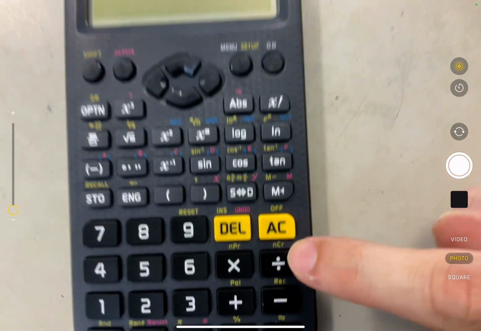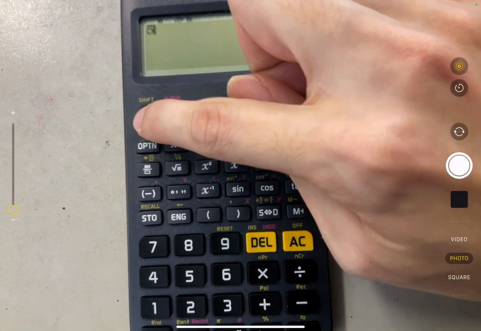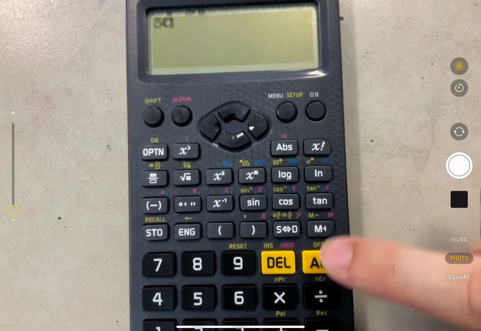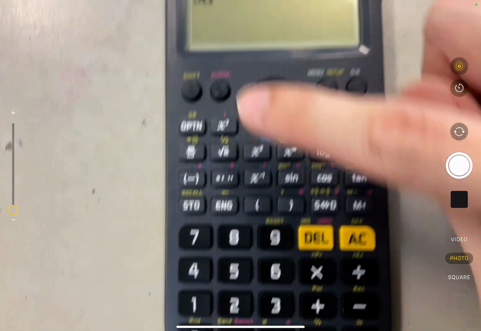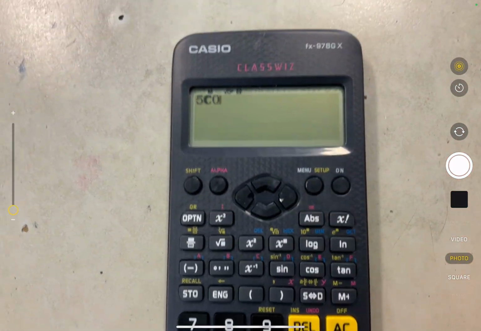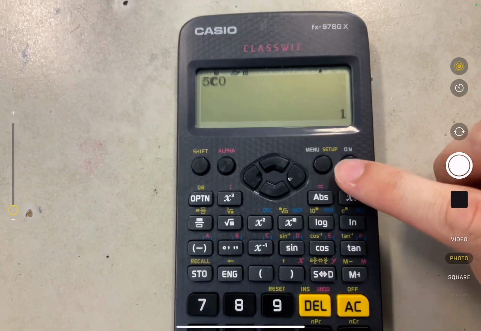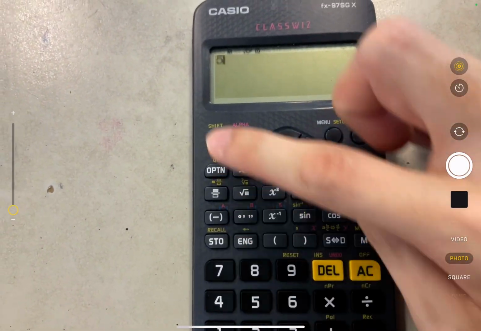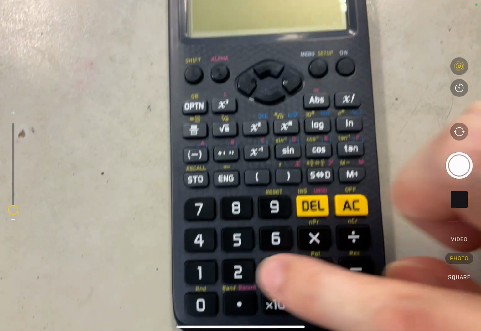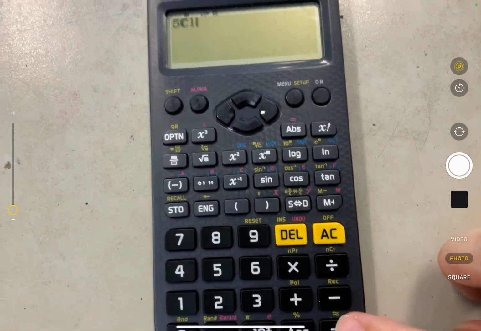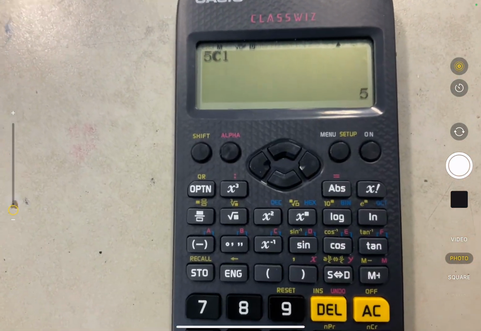Okay, 5 choose R. So I'm gonna press shift, gonna press this button. You will see this C. Okay, and you're gonna press 0. So this is how you calculate 5 choose 0. Okay, I'm going to try another one. 5 choose 1. 5, shift, this one, 1. Enter in your calculator, it gives you 5.